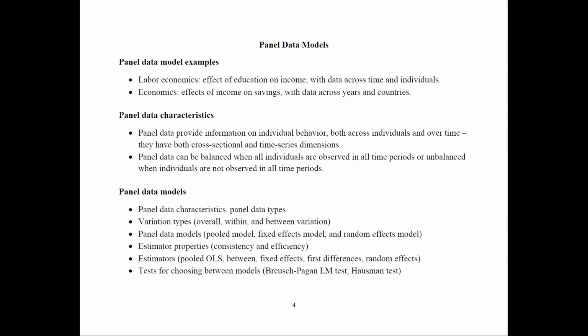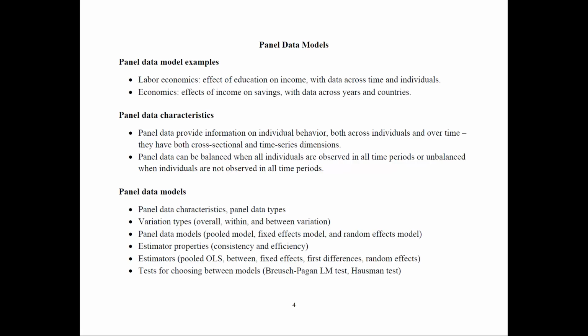So notice one thing about the panel data characteristics is that we have information on individual behavior. We have that information both across individuals and over time. So we have both cross-sectional and time series dimensions, which makes it into a panel data and necessitates the use of panel data models. The panel data can be balanced, where all individuals are observed in all time periods, or unbalanced when some individuals are not observed in all time periods. And all the software could deal with both of these kinds of data sets.